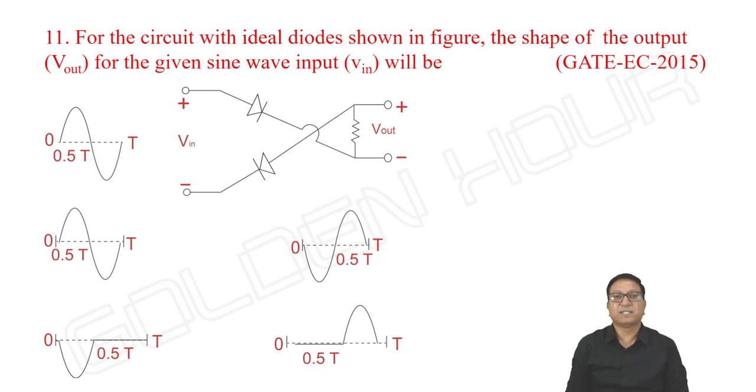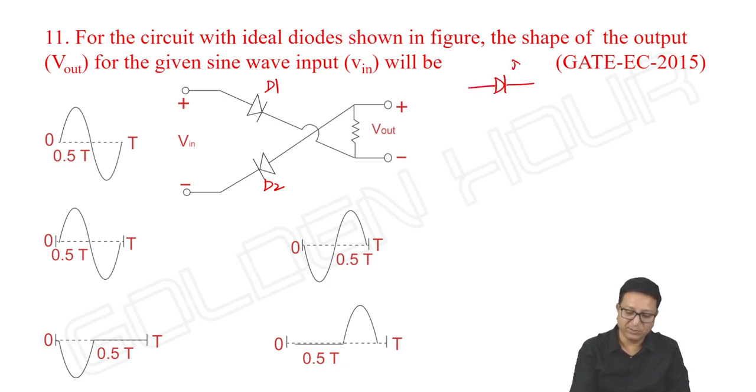For the circuit shown with ideal diodes in the figure, the shape of the output voltage for the given sine wave input will be, okay. Let me take this one as D1 and this one as D2. How can we draw this circuit? From the positive terminal of input, diode D1, and from its cathode, it is a resistor RL. And the other end of RL is negative, and from this we have the diode D2 and input.